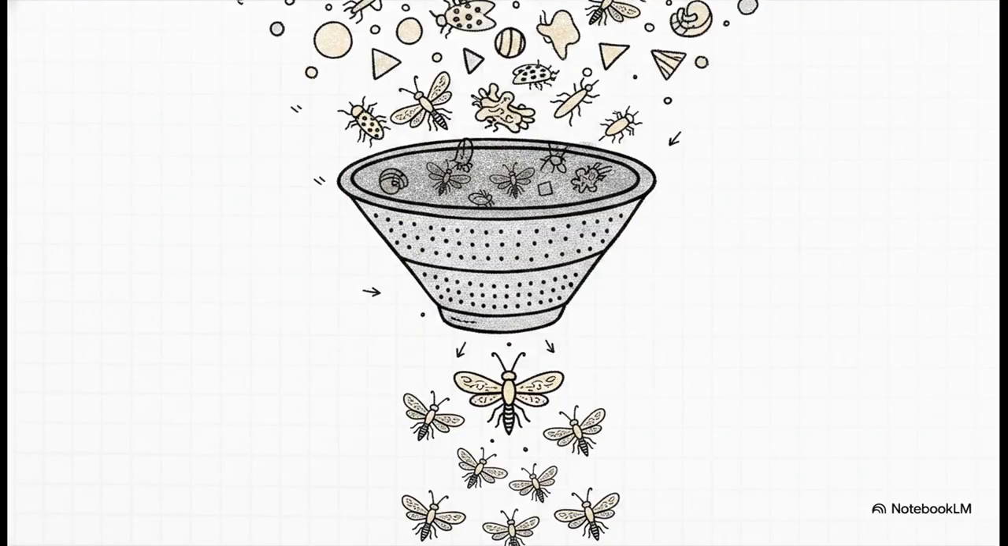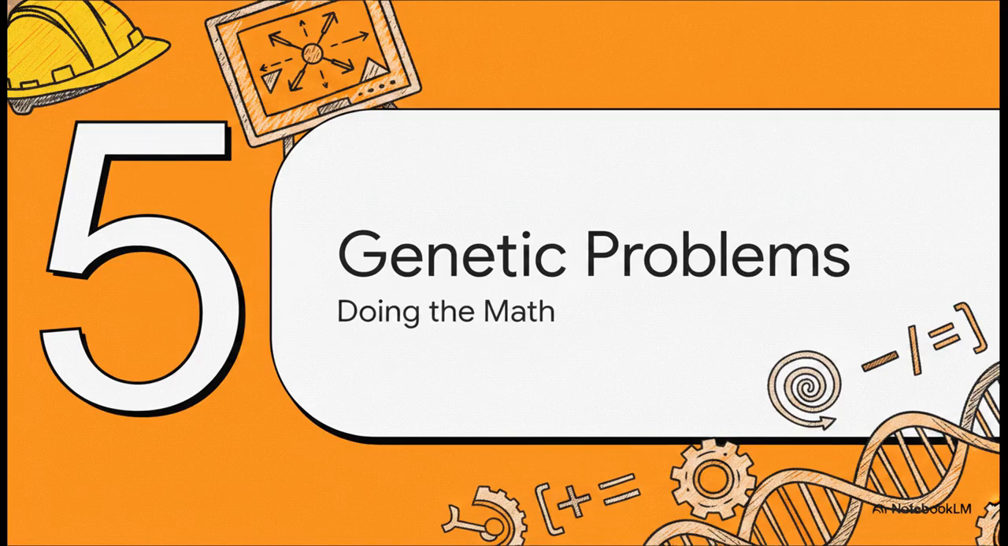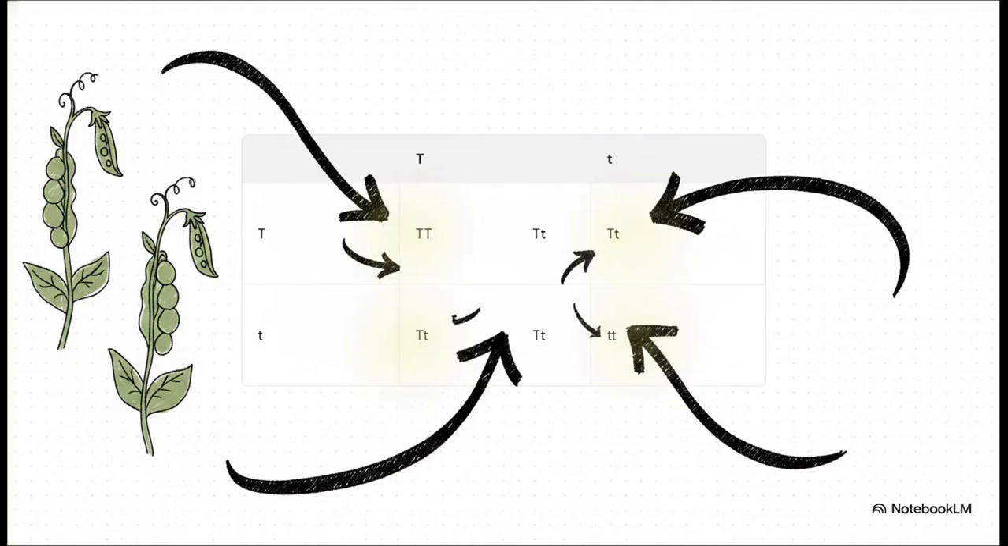So how does nature actually use all this? Well, natural selection acts directly on these variations. Think of nature as a giant filter that reads this gradient of variation data and continuously selects the specific traits that give an organism the absolute best mathematical chance of surviving and thriving in its environment. Section 5. Solving genetic problems. Doing the genetic math.